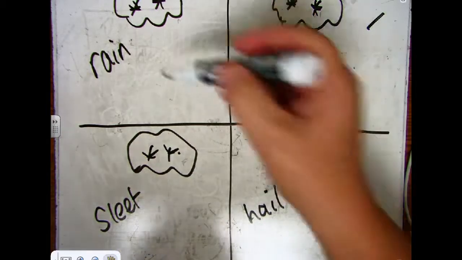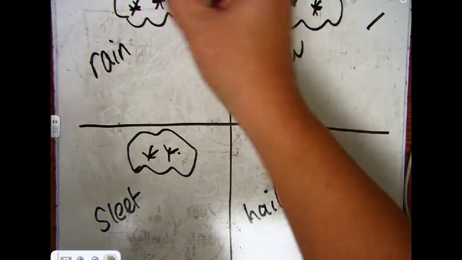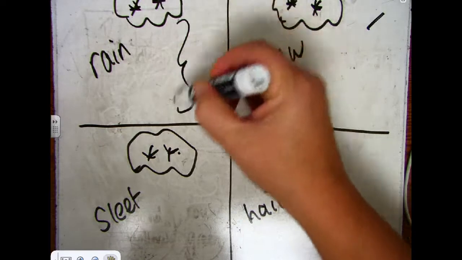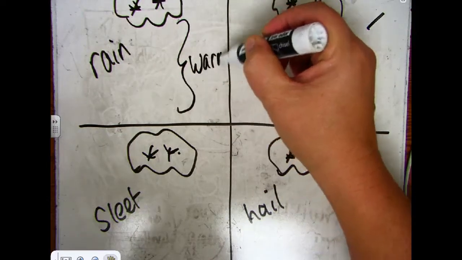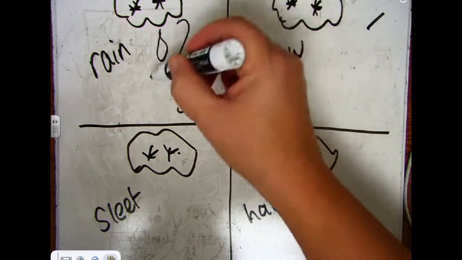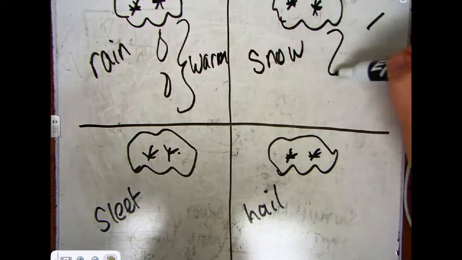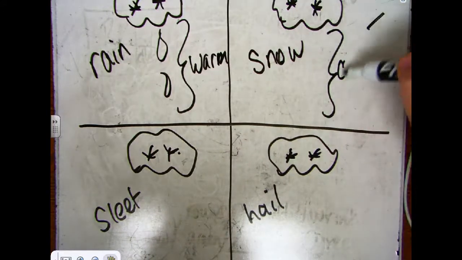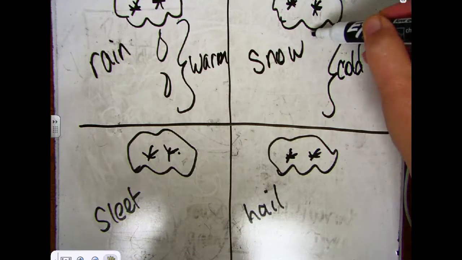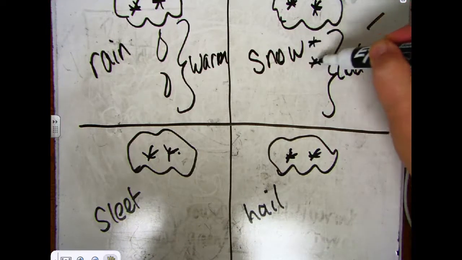What happens is when the cloud gets too full and the air below the cloud is warm, the ice crystals melt and you get rain. When the cloud gets too full and the air below the cloud is cold, the ice crystals will drop and they won't melt, so then you'll get snow.